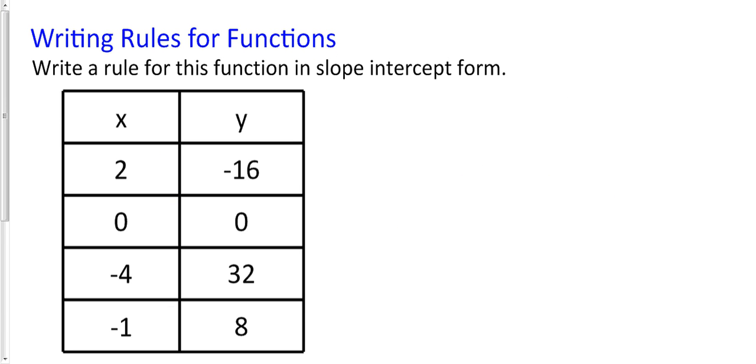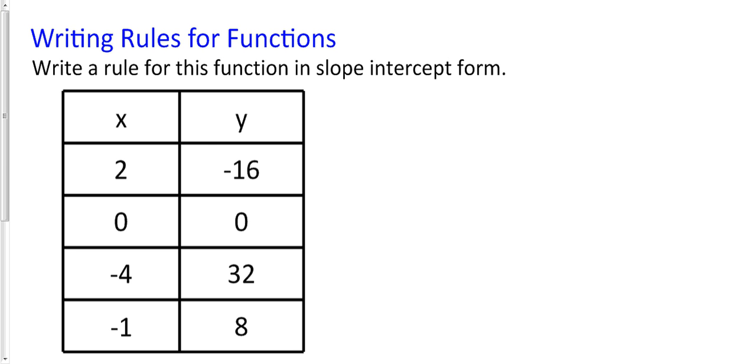Okay, we can try to write a rule here. So one of the things I'm noticing here, if I'm looking at a relationship between x and y, well, from 2 to -16, that's a decrease. But then from 0 to 0, that's no change. -4 to 32, that's an increase. And -1 to 8, that's also an increase.